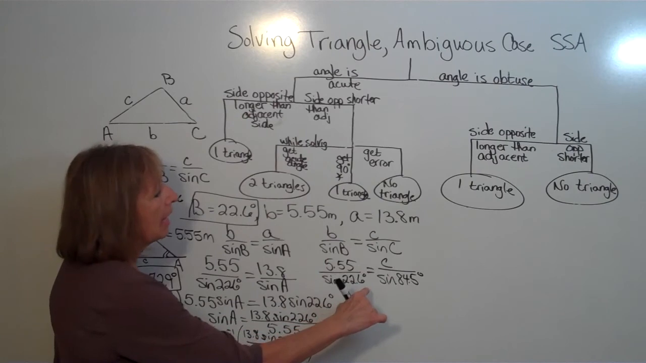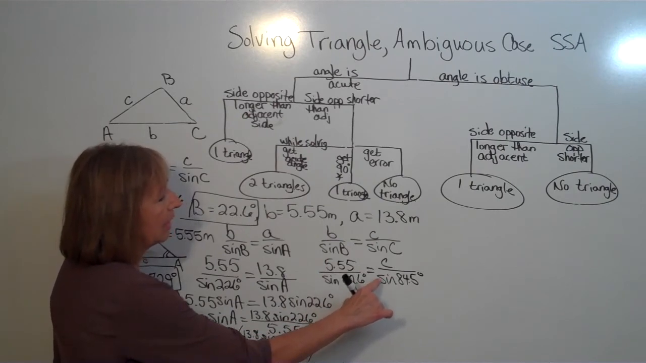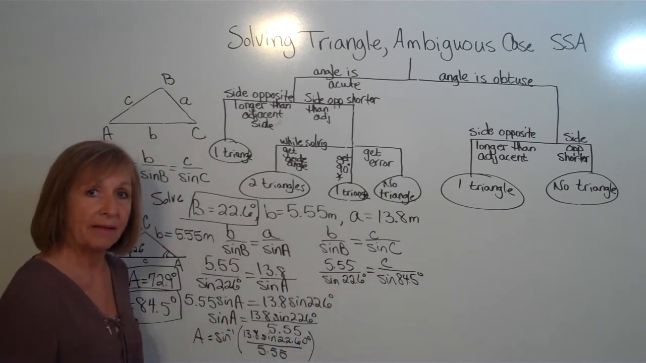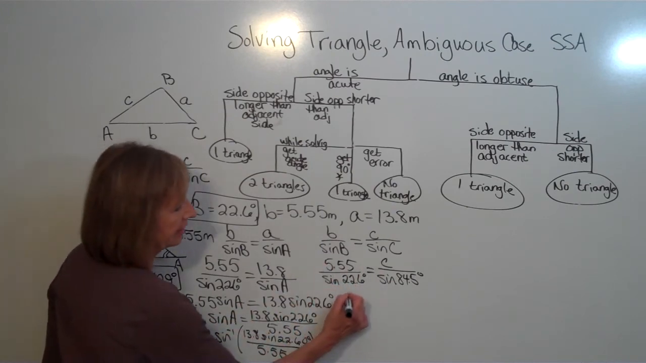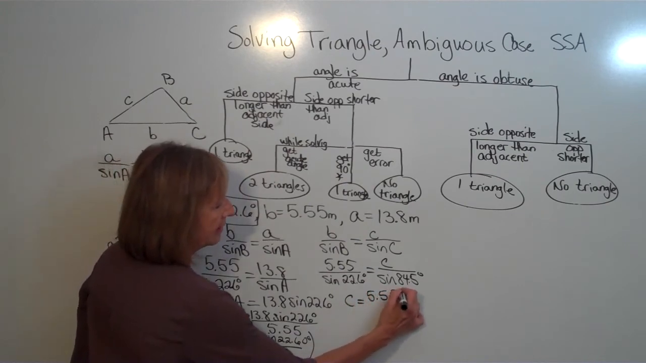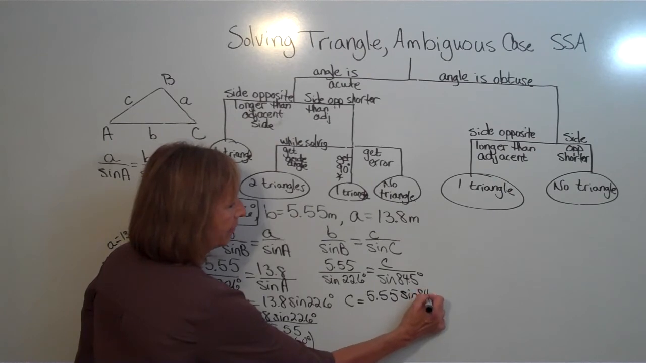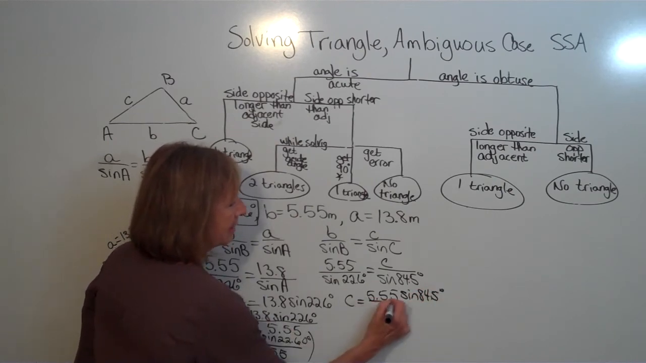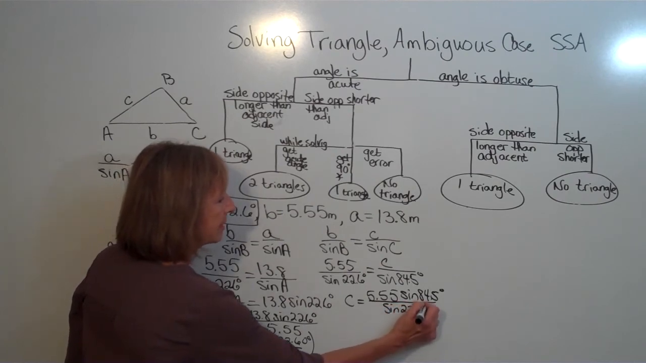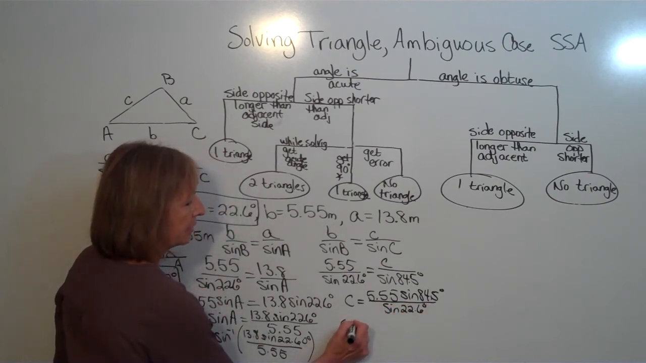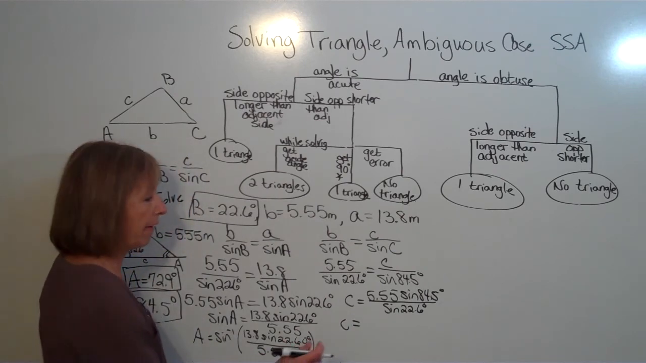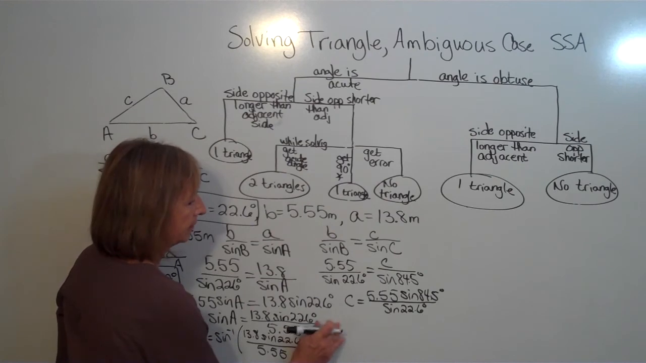Now again, when we multiply here, because c is in the numerator, we are just going to multiply both sides by the sine of 84.5 degrees to get that c is equal to 5.55 times the sine of 84.5 degrees divided by the sine of 22.6 degrees, and our side c is approximately equal to 14.4 meters.